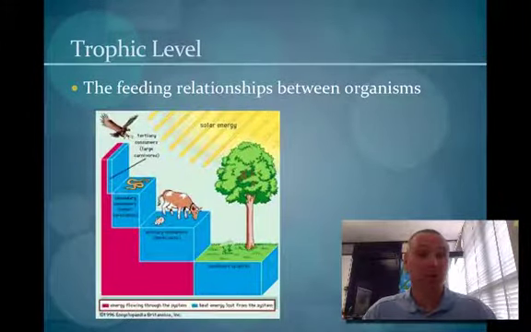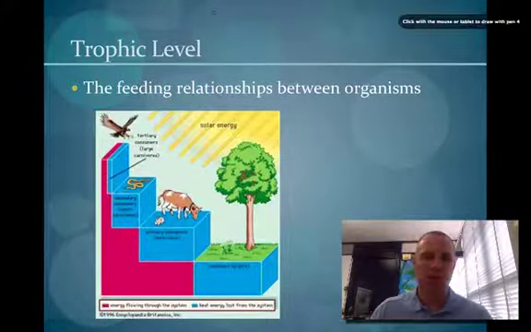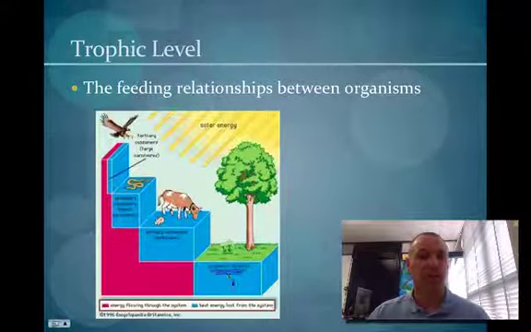Now, first of all, we need to know what a trophic level is. A trophic level is a feeding step. It shows a feeding relationship between organisms, and scientists often put it like this. The producers or the autotrophs are on one step. They're usually at the bottom.